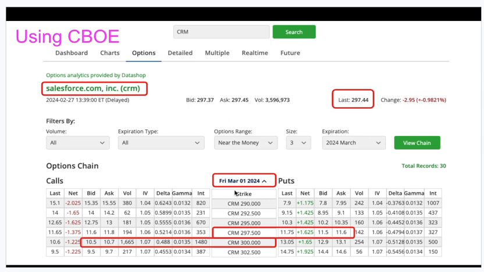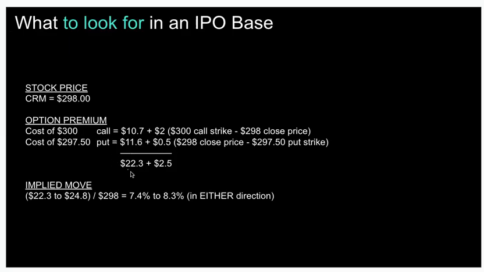To perform our calculation, we take the price of the put option at 11.6 and the call option at 10.7, totaling $22. To refine our estimate, we account for the stock price's slight deviation from the strike price, a difference of approximately $2 for the call and $0.50 for the put, adding another $2.50 to our total, bringing it to $24.80. Dividing this amount by the stock's closing price of $298 gives us an expected movement range of approximately 7% to 8.3%.